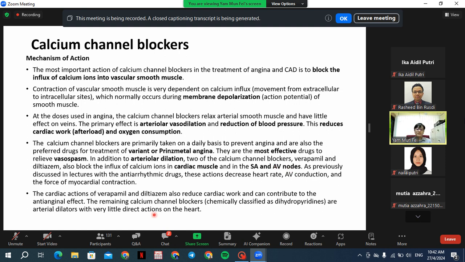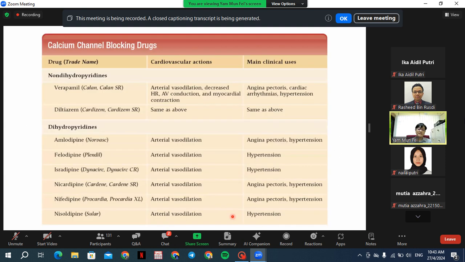So the most commonly used are verapamil and diltiazem. They have clinical proof that they are able to reduce your cardiac output and are good for angina patients. So calcium channel blockers can basically be divided into two types: one is non-dihydropyridine, one is dihydropyridine. Okay.